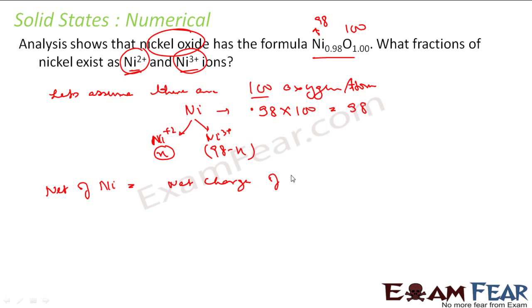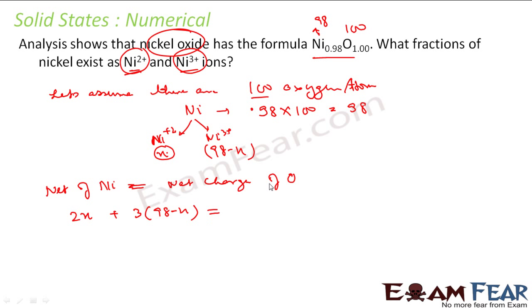Correct? Because oxygen has -2 charge each oxygen atom and nickel has +2 and +3, but since it is neutral, net charge has to be 0, that means the net charge of nickel has to be equal to net charge of oxygen. So net charge of nickel will be what? If there are X number of 2+ nickel, then we'll get 2x charge from this, and 98 minus X of 3+ nickel, then I'll get 3 into (98 minus X). Correct? 2 into X, 3 into (98 minus X).